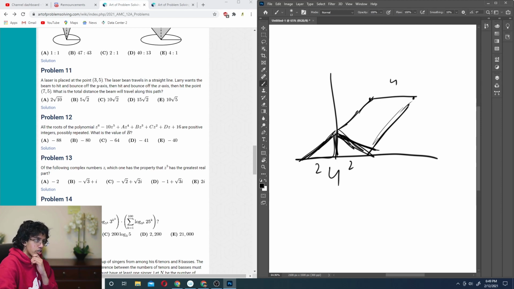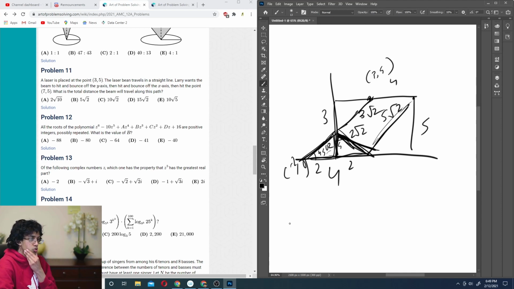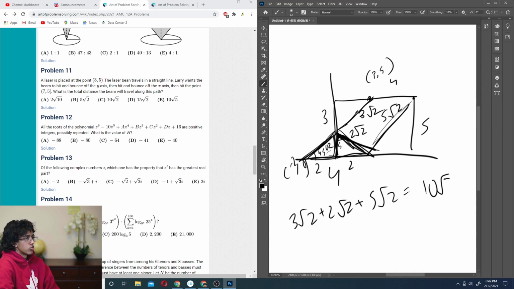So essentially, if this is 2, it goes from 3, 5 to -2, 0. So you basically get that this is going right 5 and up 5, so this is a 45-degree angle, and then it's easy. So this is just 2 root 2, and then if this is 2, because of the 45, 45, 90 triangle, this has to be 5 minus 2 is 3. So this is 3 root 2, and then this is just 5, so 5 root 2. So then you just do 3 root 2 plus 2 root 2 plus 5 root 2 is equal to 10 root 2, which is C.